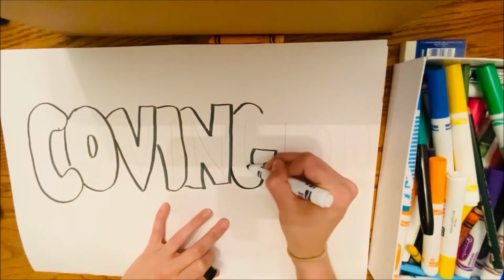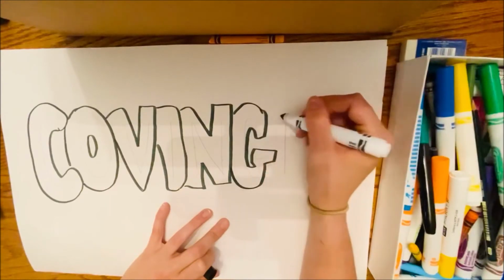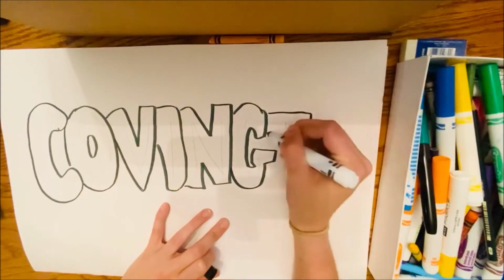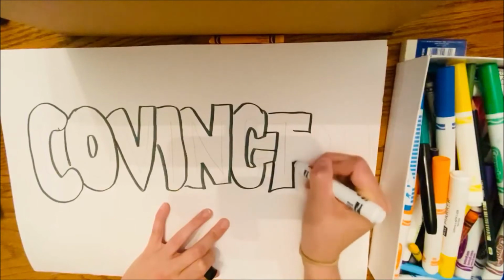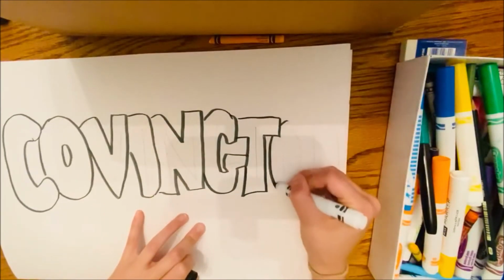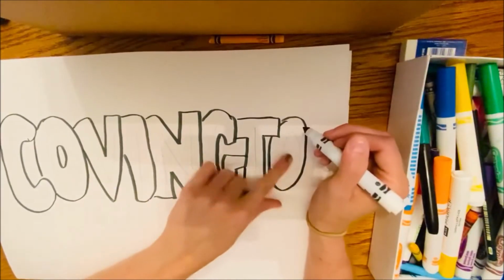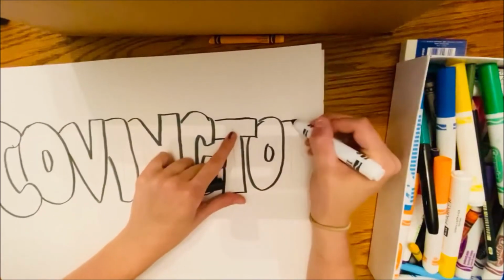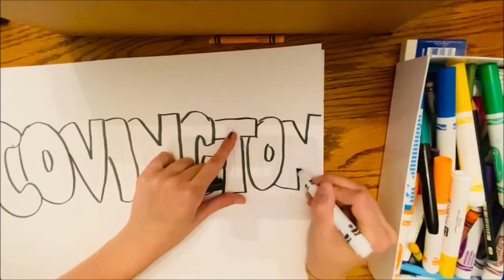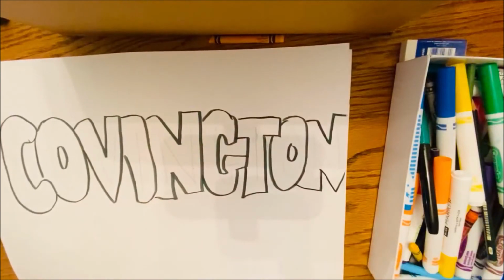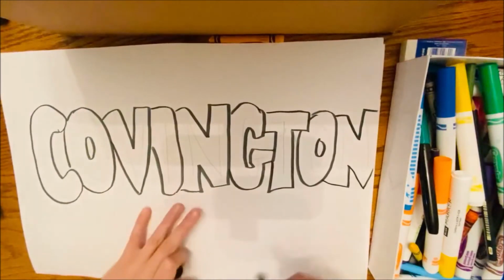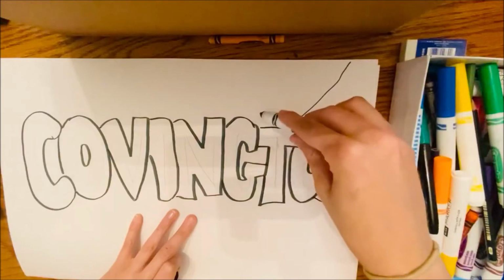G, all the way around. Don't forget the inside. T, all the way around. O again, don't forget the outside and the inside. You mainly just have to do that with letters that are enclosed, like P or B or O.